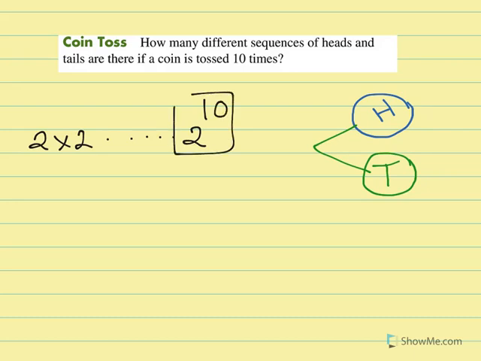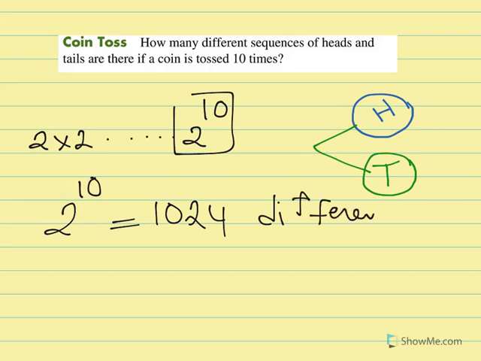So the number of different sequences you can get by tossing a coin 10 times is 2 to the power of 10, which is 1024 different sequences.